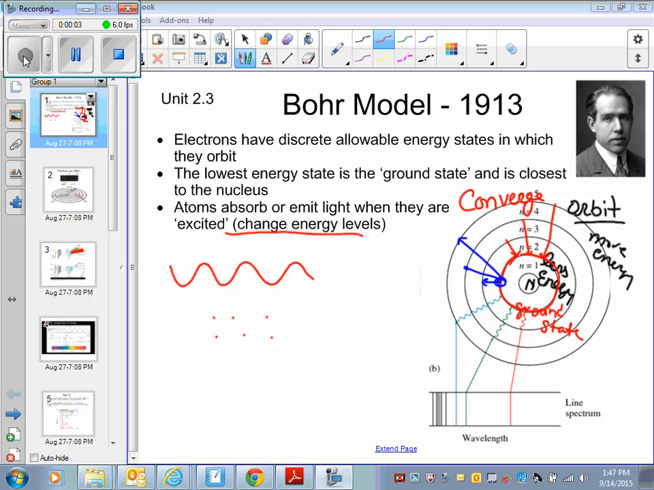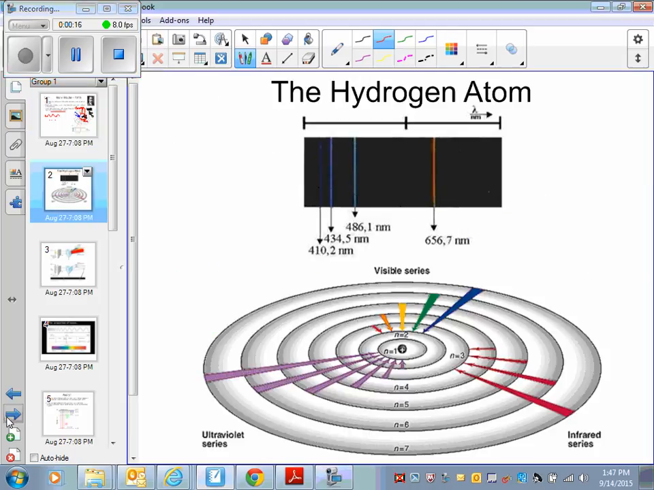Right, so we learned about Bohr's model and how electrons absorb energy to go to a higher level and release energy to come down to a lower level. Next thing we want to talk about is the hydrogen atom. Why the hydrogen atom?